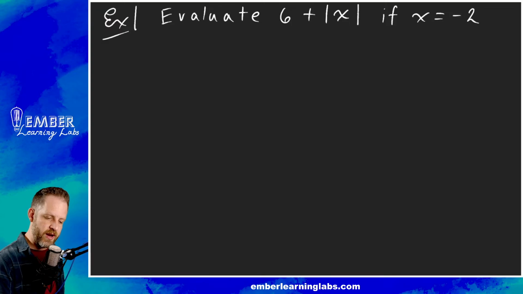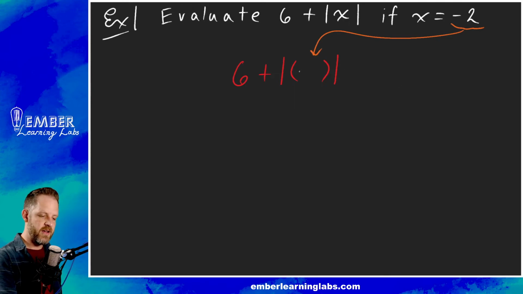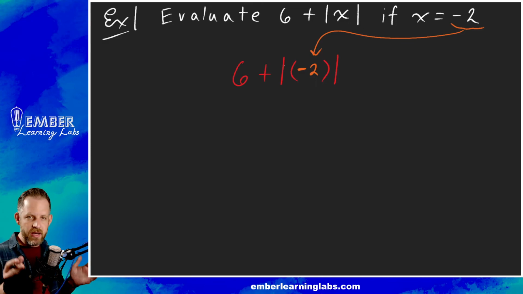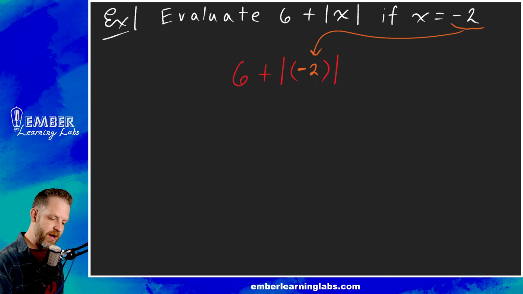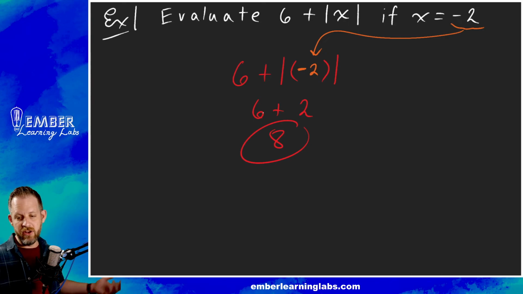So what do we do when we're doing these substitution problems like this? Well, we first of all rewrite it, but with parentheses wherever the variable is. So 6 plus absolute value, parentheses, and then we substitute -2 where the parentheses are. Now, there's no plus or minus outside this parentheses, so we don't really care about it that much, but it's good to stay in that habit. So what is the absolute value of -2? It's +2, right? So 6 plus 2 equals 8. That's it. No big deal.